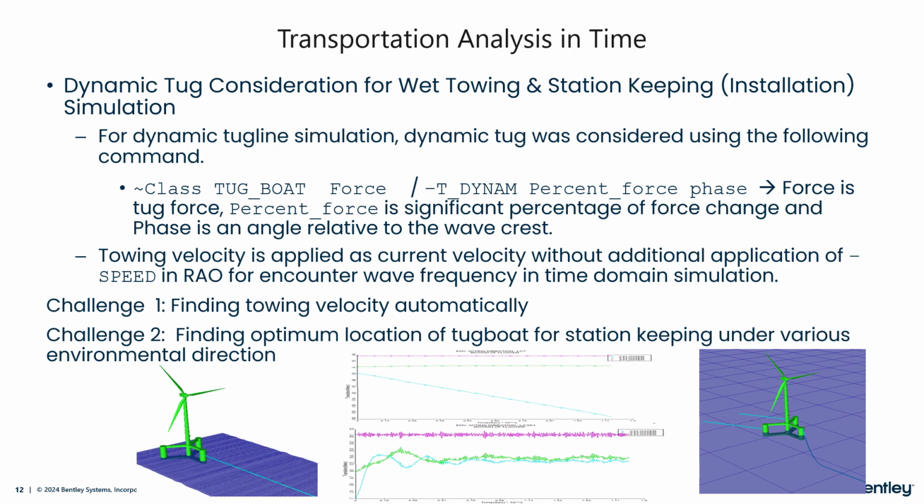Gentek ENC mentioned a couple of challenges. First, they think it would be helpful to have a feature to calculate the towing velocity directly from tug forces. While there's a workaround to do this, having it as a built-in feature would be more convenient. Another challenge they brought up is figuring out the best position for the tugboats depending on the different environmental directions. Of course, this can be done in MOSES right now.